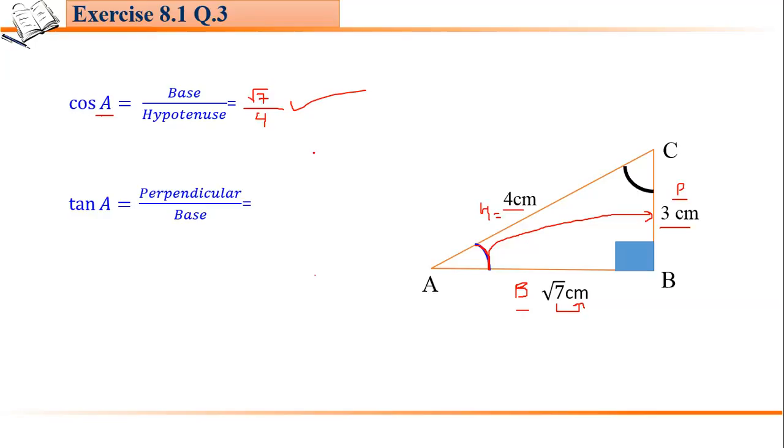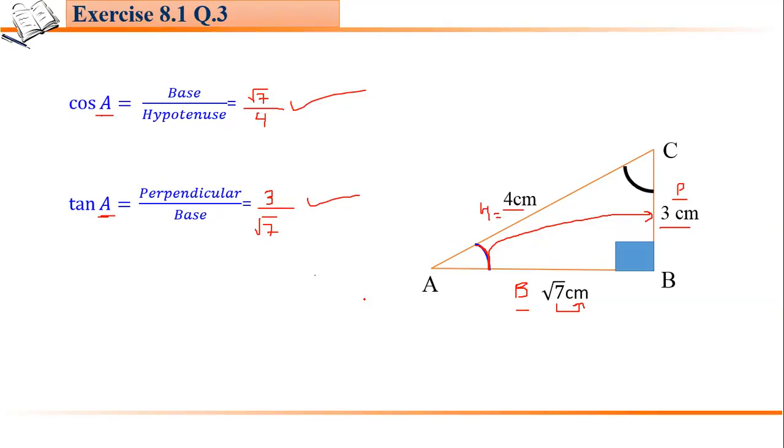Similarly, if we have to find the value of tan A, tan for any angle is defined as perpendicular upon base. Here the angle is the same, we are considering tan A. So here the perpendicular is BC and the base is AB. The perpendicular is 3, and the base is root 7. So the value of tan A is 3 upon root 7. So this was question number 3.